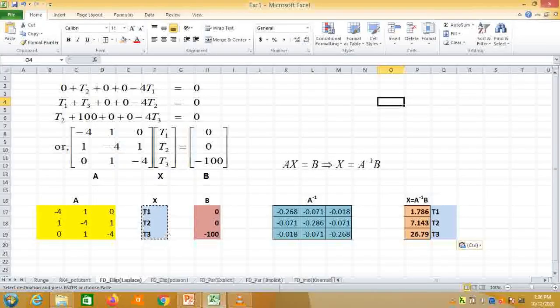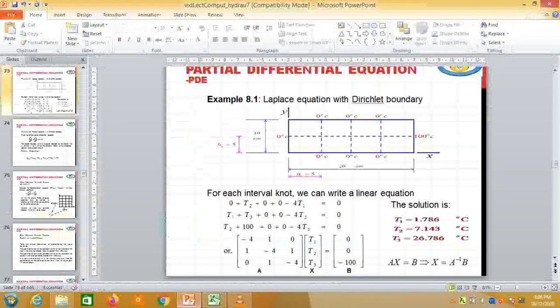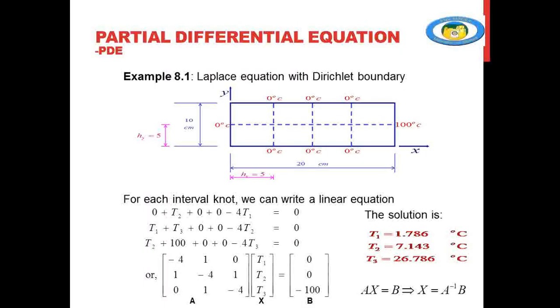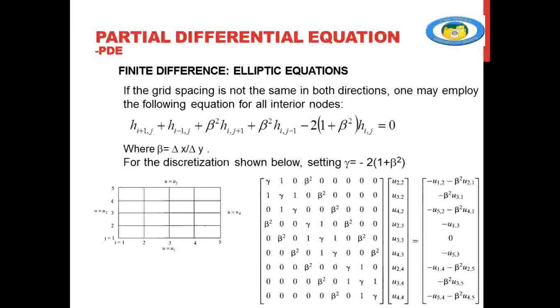So we have found the solution for this set of equations for the Laplace equation. Mind you, here the assumption is that delta x and delta y are the same. But if they are different, then you have to rely on this set of equations. Or you can just expand and try to find the set of equations yourself. That's not difficult as such.